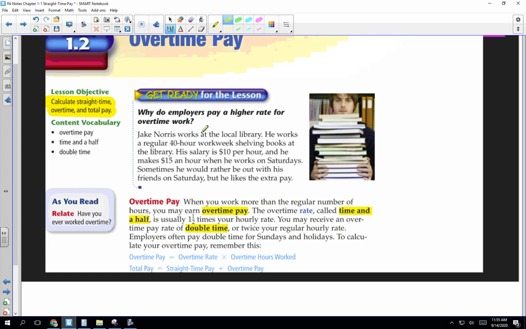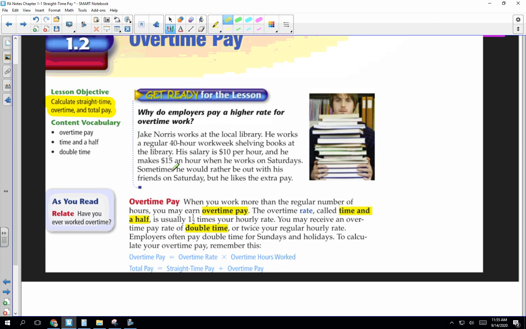Our buddy Jake works at the local library. He works a regular 40-hour work week shelving books. His salary is $10 per hour and he makes $15 an hour when he works on Saturdays. Sometimes he would rather be out with his friends on Saturday, but he likes the extra pay.